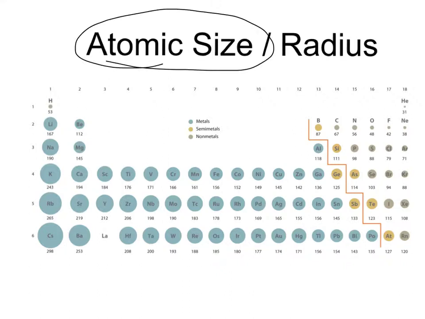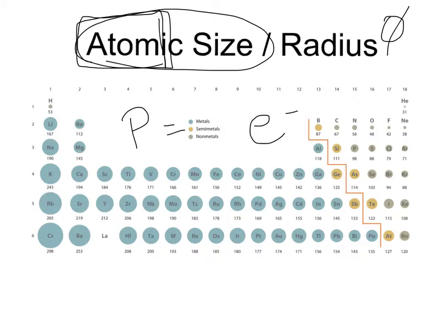Okay? And remember, this word right here, atom. When you see the word atom, it means no charge. Same number of protons as electrons. So protons equal electrons. Okay? So there is no overall charge.